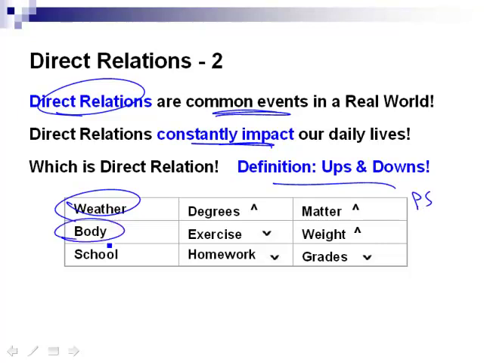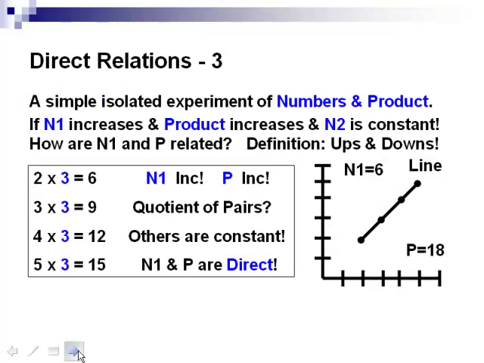Now, let's take a look at something about the body. If we decrease our exercise or don't do it at all, we're going to gain weight. Now that does make sense too, but that certainly doesn't fit the criteria of both going up or both going down. And then finally in school, if we quit doing homework or we decrease drastically the amount of homework we're doing, it's more than likely our grades are going to go down. So these two are going down and these two are going up, and they both sort of fit the definition of a direct relationship.